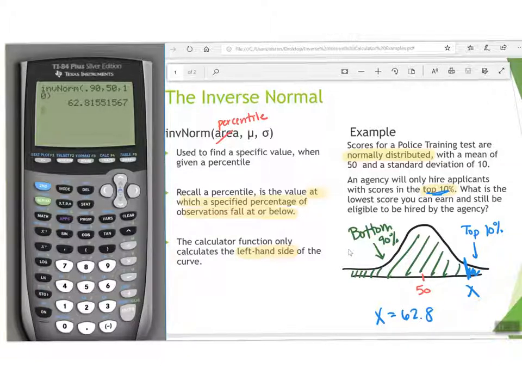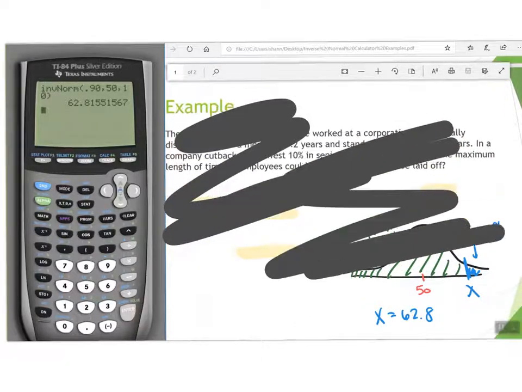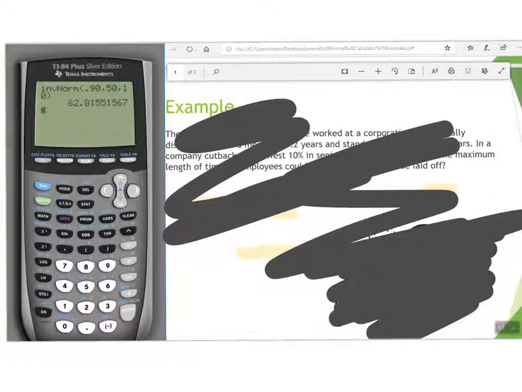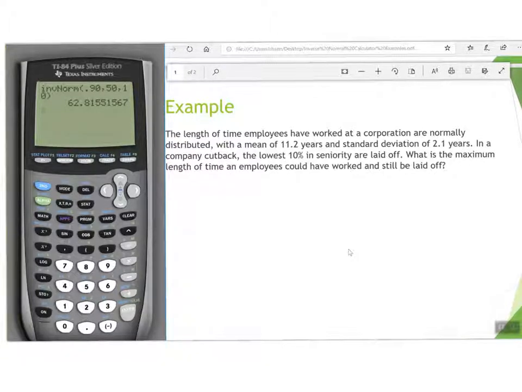So let's try another one. This says the length of time employees have worked in a corporation are normally distributed, there goes that word again, with a mean of 11.2 years and a standard deviation of 2.1 years. In a company cutback, the lowest 10% in seniority are laid off. What is the maximum length of time an employee could have worked and still be laid off?